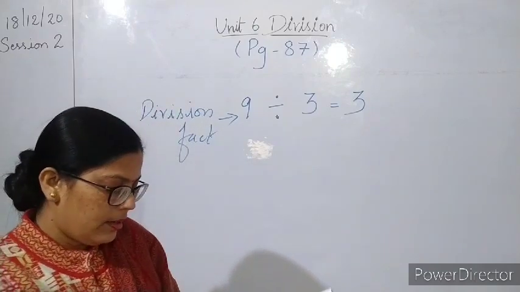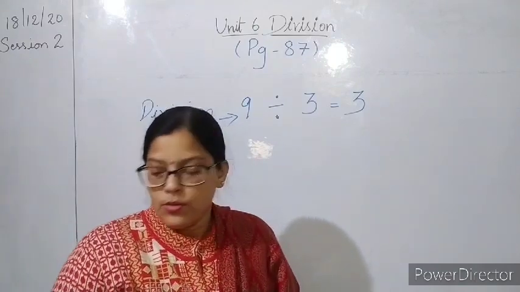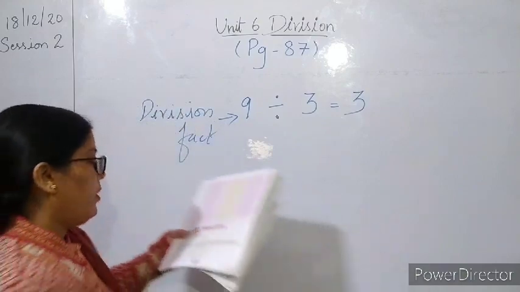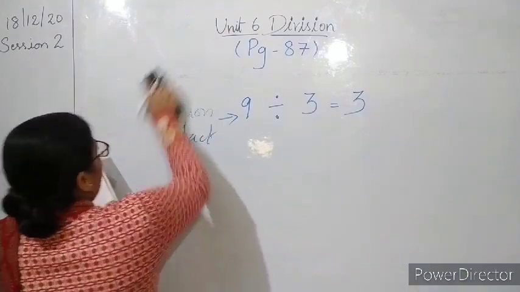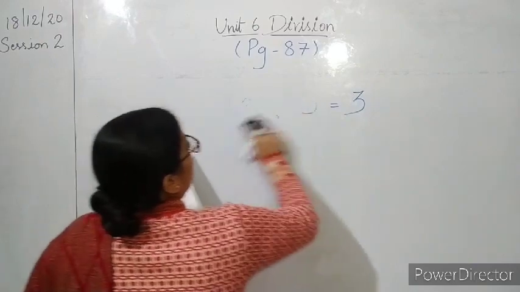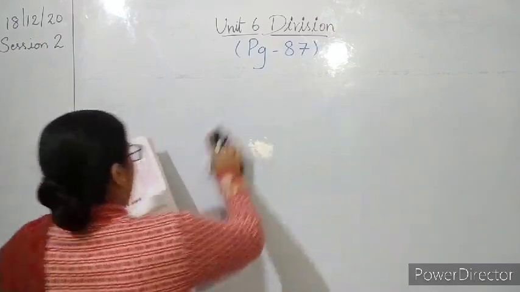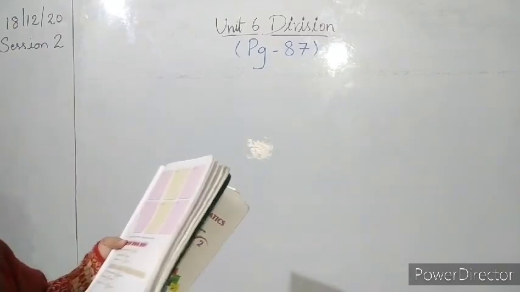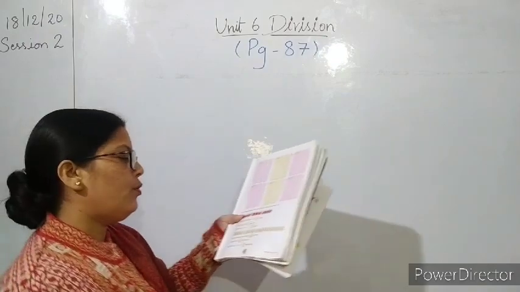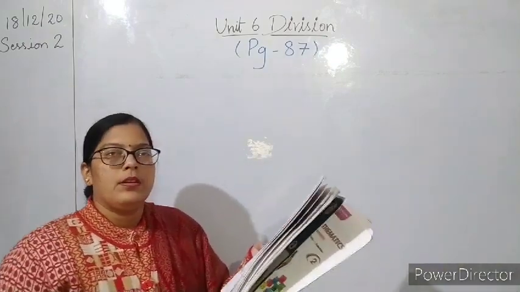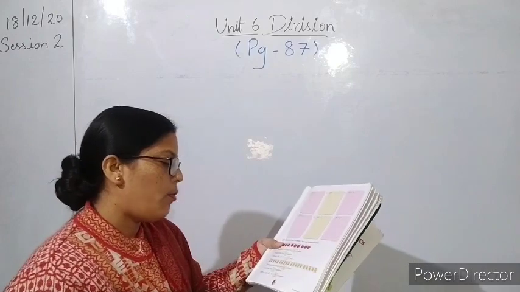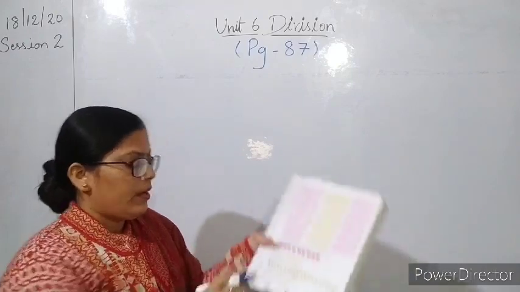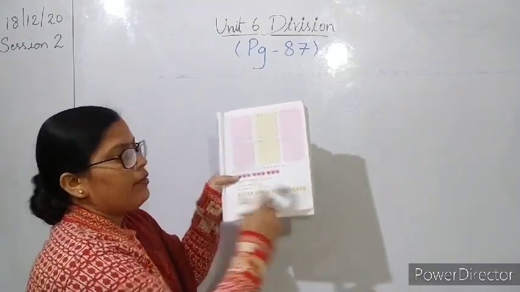Now we have to solve question number 2. What is given in question number 2? The picture of mangoes. Okay. Now these mangoes are divided into how many groups? Just see in your book and find out how many groups are made. 1, 2, 3 and 4.